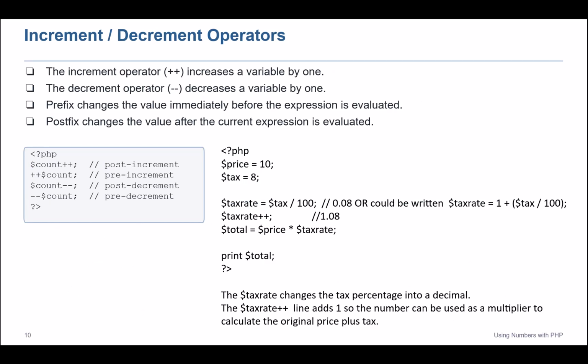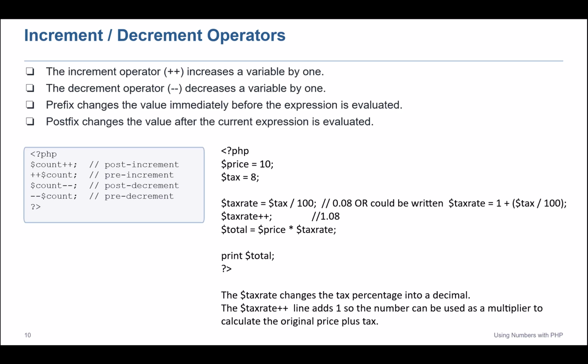We have the increment and decrement operators, which increase or decrease the value of a variable by 1. The increment operator uses plus plus and increases a variable by 1. The decrement operator uses minus minus and decreases a variable by 1. These operators can be placed either before or after the variable.